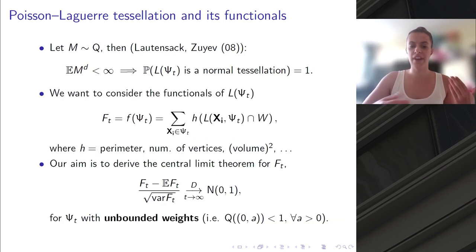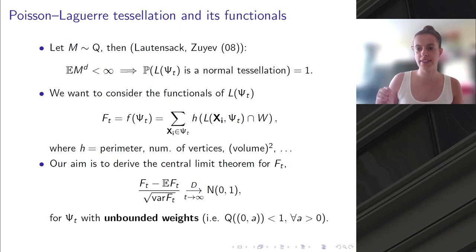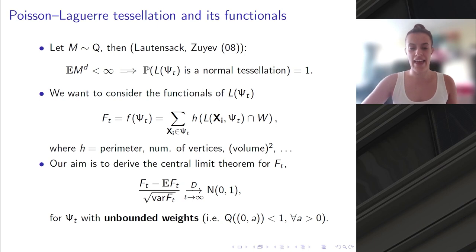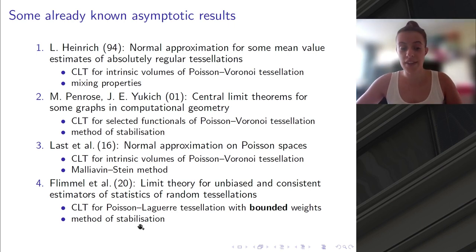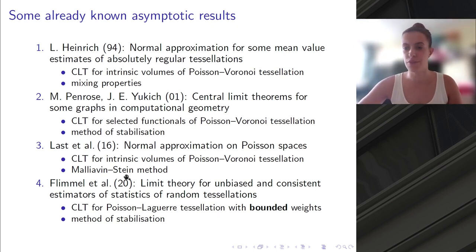And so to get the exact distribution of F_t is hard. So what we want to do is to derive a central limit theorem for a centered and normalized version of F_t. And particularly, we do not want to assume that Q is concentrated on some bounded interval. We don't need Q to be concentrated on the whole interval, but we don't want to assume that it isn't. The reason we have this constraint is because there are some already known results, either for Poisson-Voronoi tessellation, or limit theorems for Poisson-Laguerre tessellation that were derived in an article from 2020. But because they used the method of stabilization, the assumption of bounded weights was really forced, and it is not possible to get rid of it.